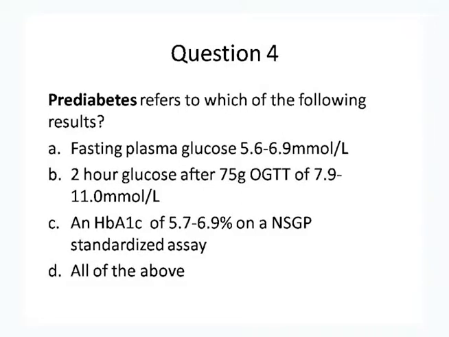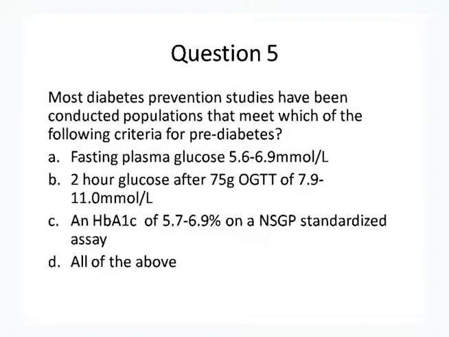Prediabetes refers to which of the following conditions? Fasting glucose 5.6 to 6.9, 2-hour glucose 7.9 to 11, A1C of 5.7 to 6.4, all of the above. These are the three ways in which you can make a diagnosis of prediabetes: the fasting glucose, the 2-hour glucose, or the A1C. Those are three acceptable methods. And remember that you don't go from normal to abnormal overnight. So that's the reason why you want to identify this in-between stage. Most diabetes prevention studies have used which of the following criteria for prediabetes?